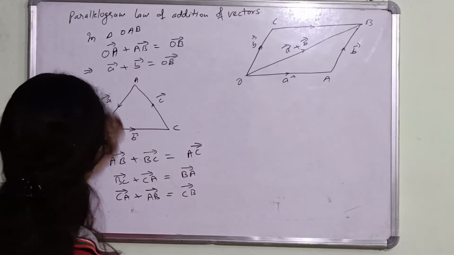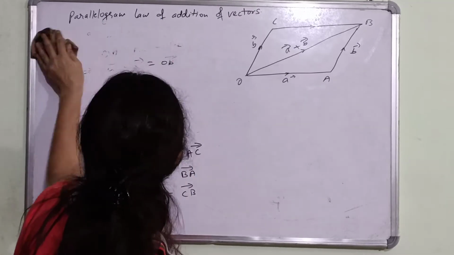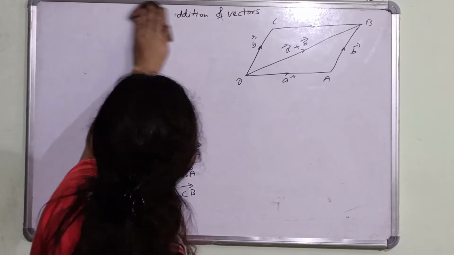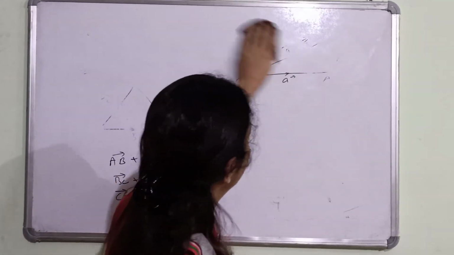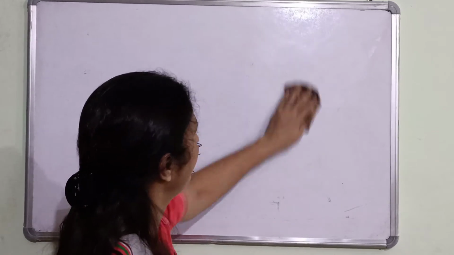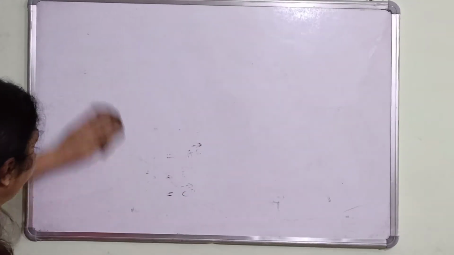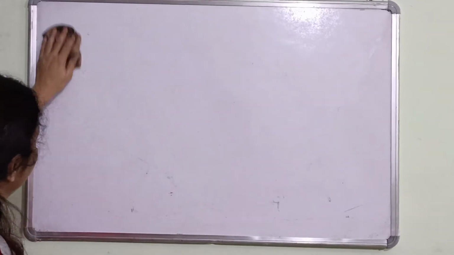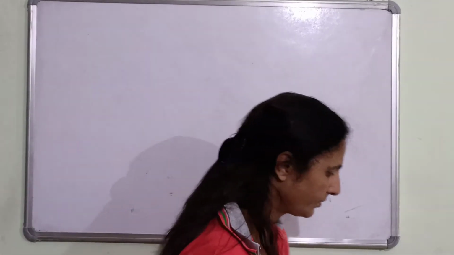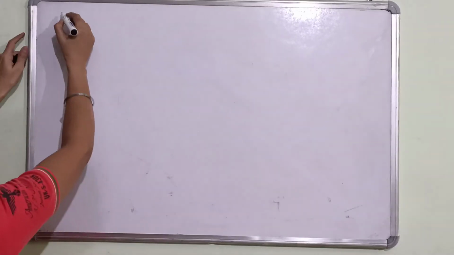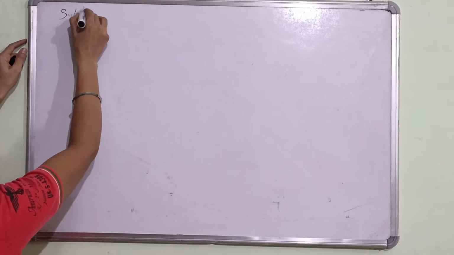Now this is addition of vectors. Next concept is subtraction of vectors. How can we find the subtraction of vectors?